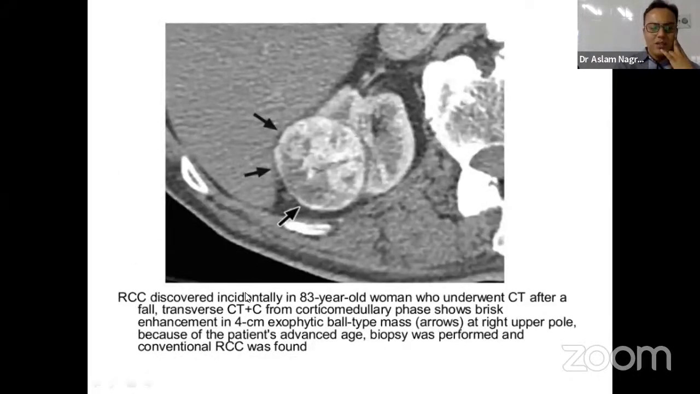So here, if I just interrupt, sometimes what happens in the RCC is it is locally advanced, or it is infiltrating into the pelvicalyceal system, which will be identified on the excretory phase. So you can know exactly whether it is infiltrating the pelvicalyceal system. And sometimes even a small hypovascular RCC can be detected on the excretory phase also. So I think the excretory phase is also probably important in the renal protocol. So it is very important.